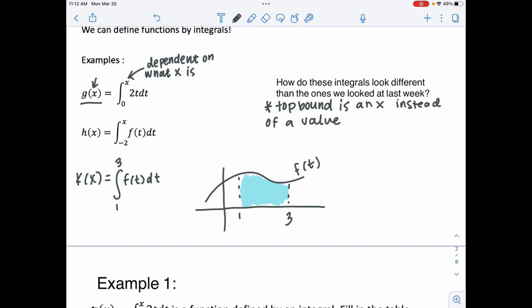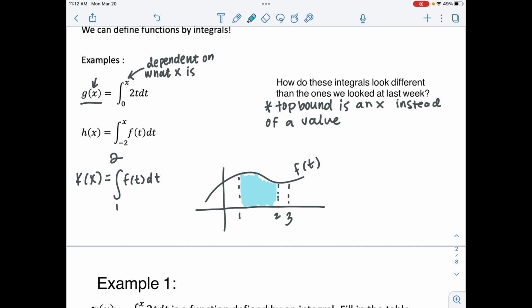So it's the area under the curve from 1 to 3. But say I didn't want to go all the way to 3. What if I wanted to find the area from 1 to 2? So I'll change this to a 2. And then I would do a line here instead at 2. And I would just be concerned about this area instead. So I could always change that top bound.